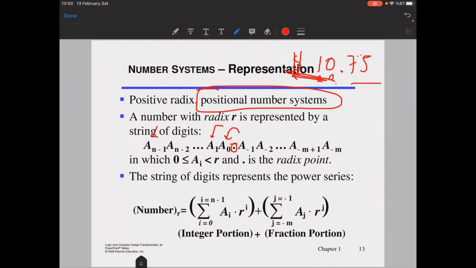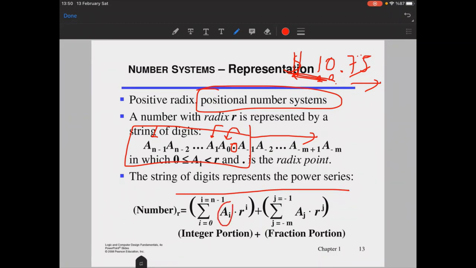Then the other ones go this way and this way. This is the amount of money you have, or that's how we represent information here. And you go this way for the fraction part. So the string of digits represents the power series here. This is the calculation for the magnitude for the integer portion. You have your digit value and its coefficient multiplied by it.